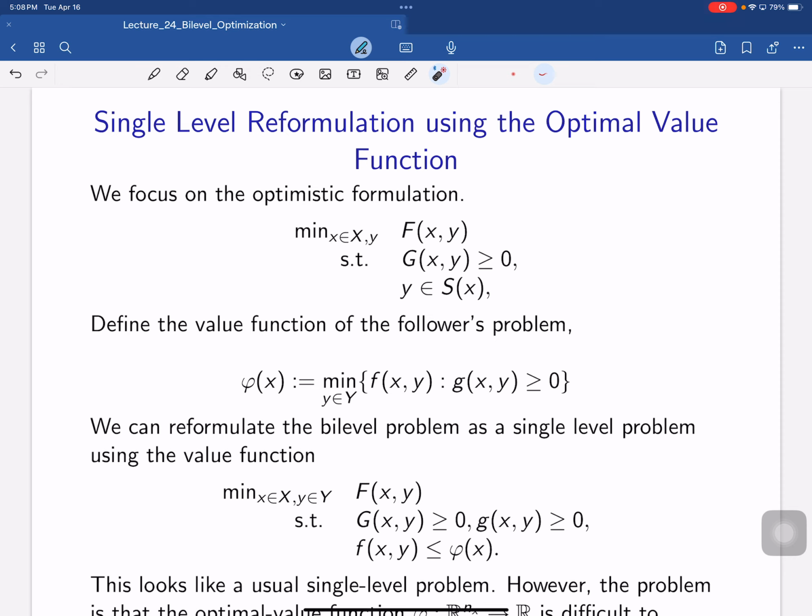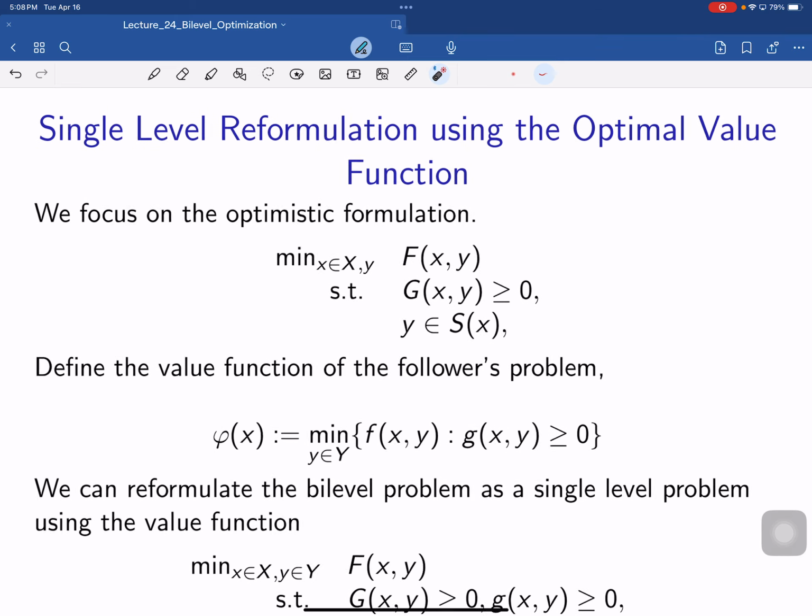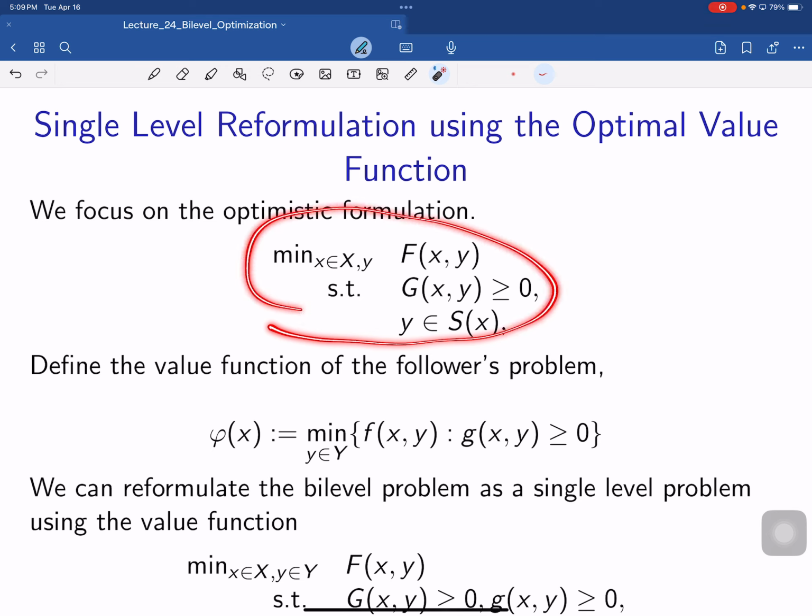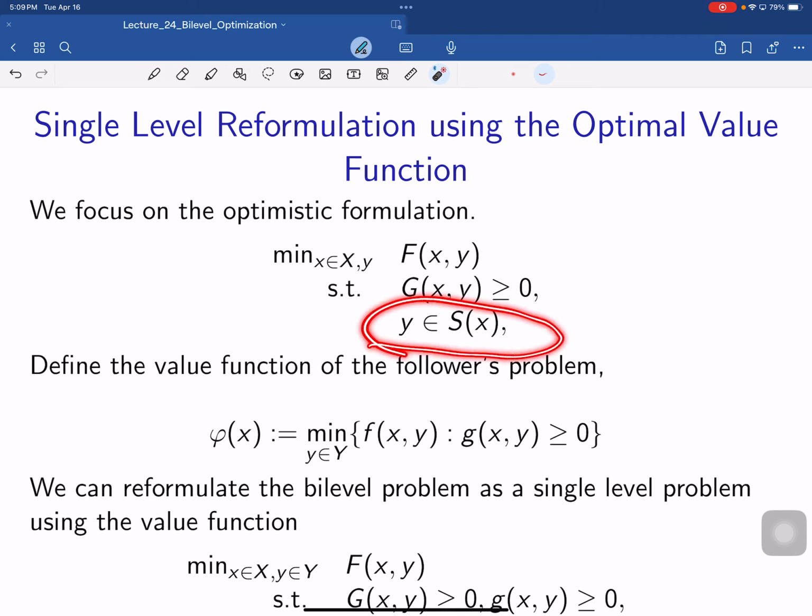First of all, this can be reformulated as a single level problem. We do know how to solve single level optimization problems. The nastiest thing in this formulation is this rational reaction set that involves an optimization problem. The rest of the problem is just what we have encountered before. So if we can characterize this set, then we can reformulate it as a single level problem.